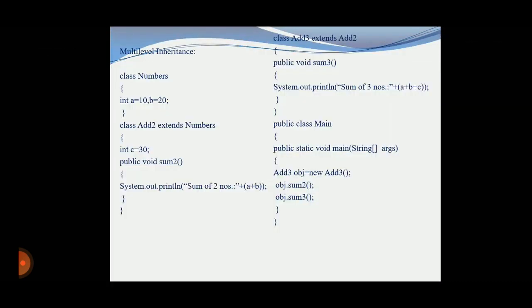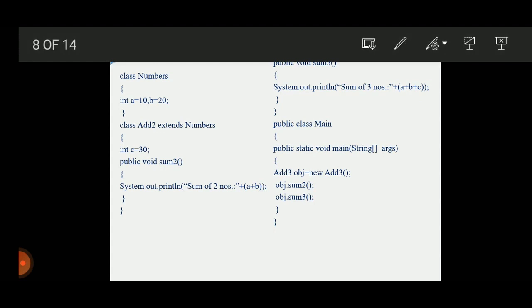Next we will see multi-level inheritance. Multi-level inheritance means that a derived class inherits a base class, and the derived class also acts as a base class to another class. There will be levels: the base class has a derived class, and that derived class has another derived class. That is why we call it multi-level inheritance. Now let us see the example.